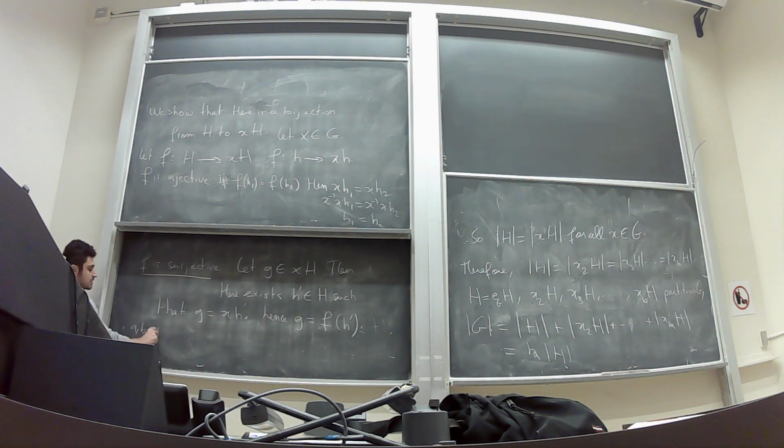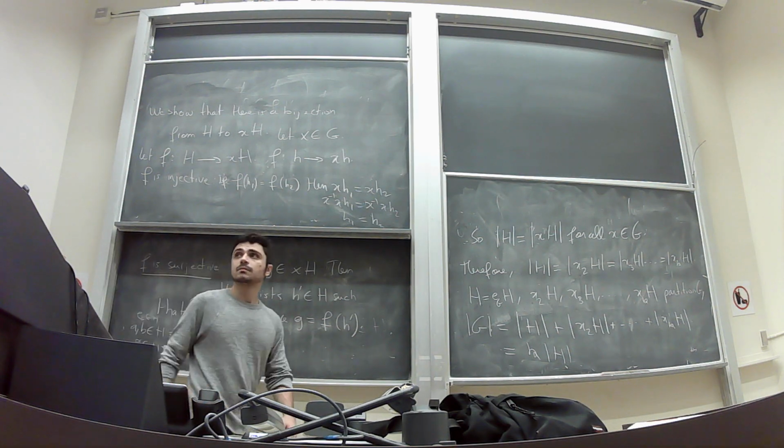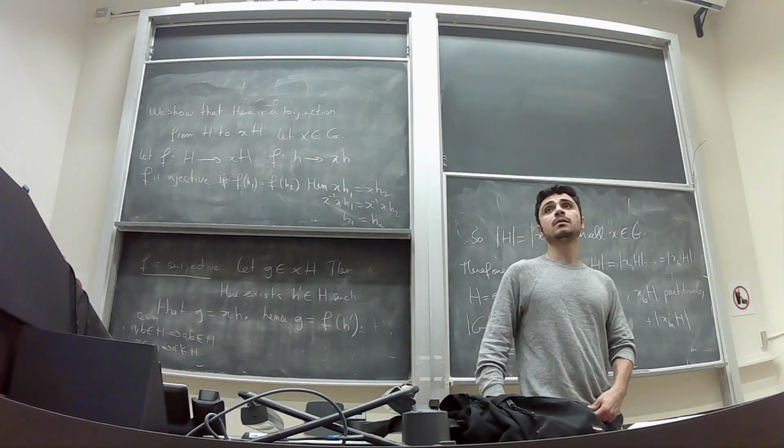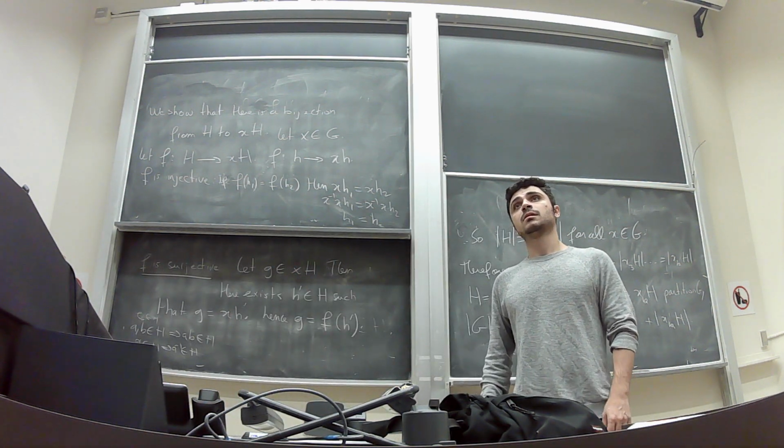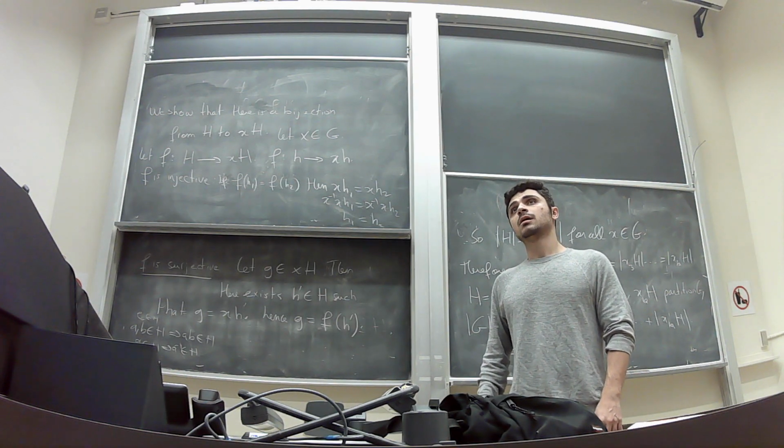If you have two elements in the subgroup, then the product is in the subgroup, right? And the identity must be in the subgroup, and the inverses are in the subgroup. If a is in H, then a inverse is in H. And from those it comes that it is always closed.